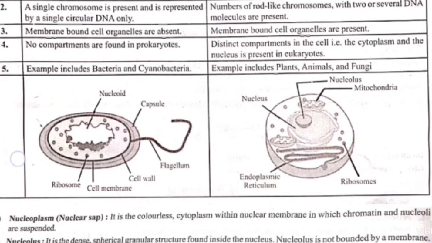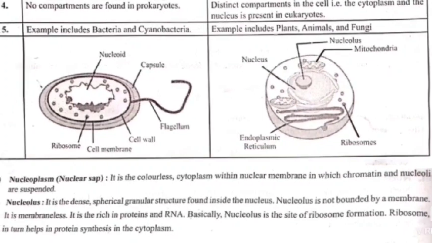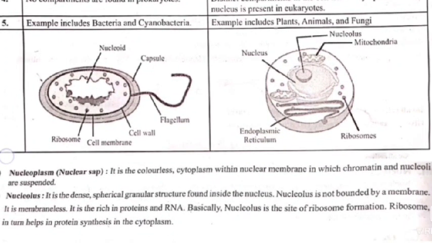Examples include plants, animals, and fungi in eukaryotes. See the picture. The bacteria contain a nucleoid, and the outermost covering layer is called the capsule. The flagellum is also there. The cell wall is also present, along with the cell membrane and ribosomes. 70S ribosomes are present in prokaryotes.